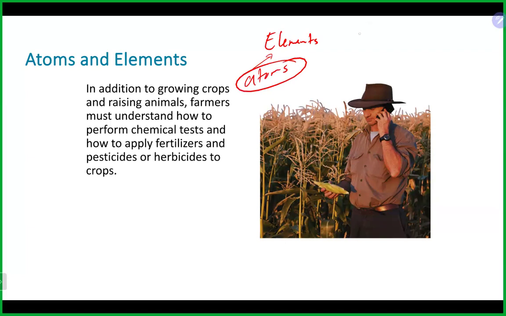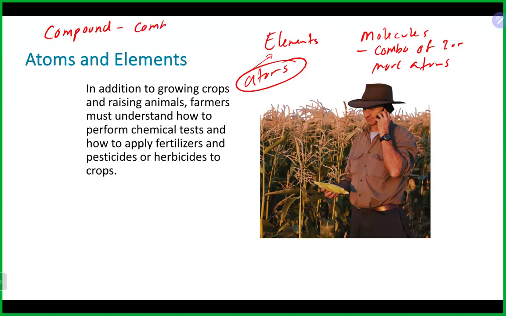Remember, we talked about some other words along the way that do pop up. We talked about molecules, which is the combination of two or more atoms. We also, I think, talked in an earlier chapter about the difference between that and a compound. A compound is the combination of two or more atoms of different elements. So that is the key part of what makes something a compound versus, say, just a molecule.